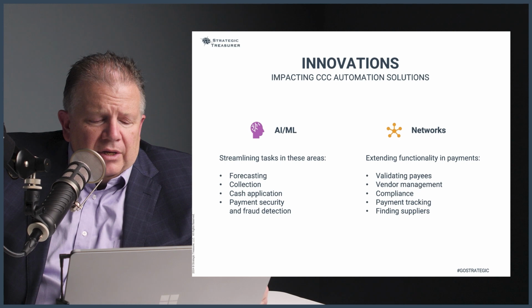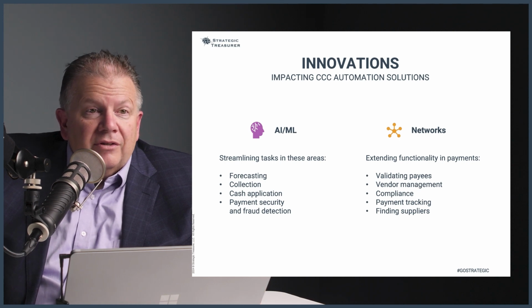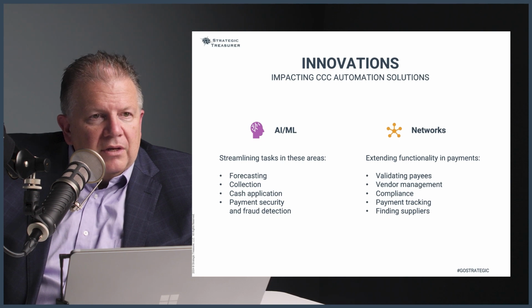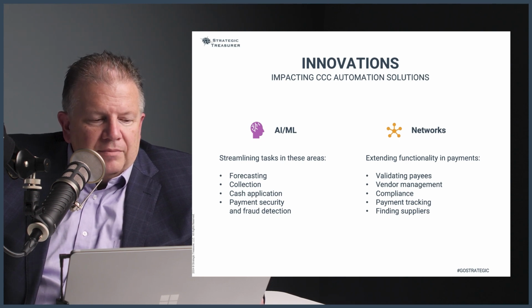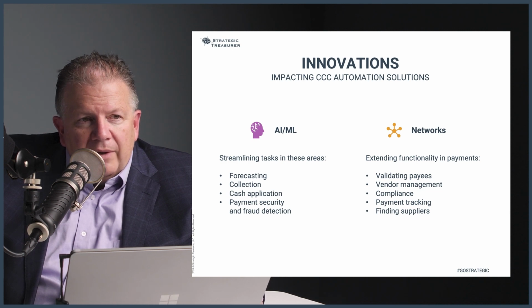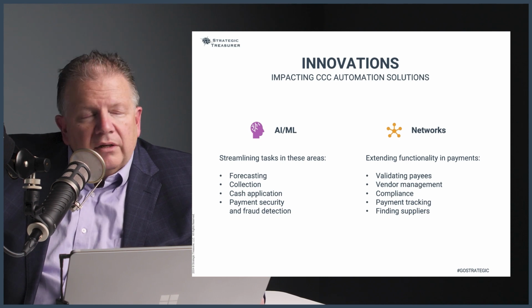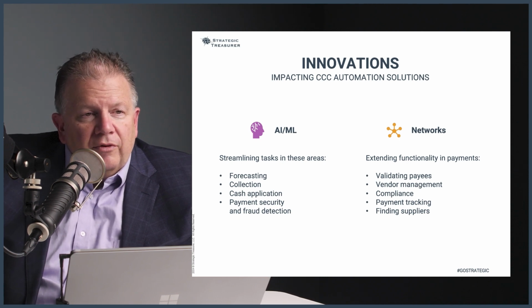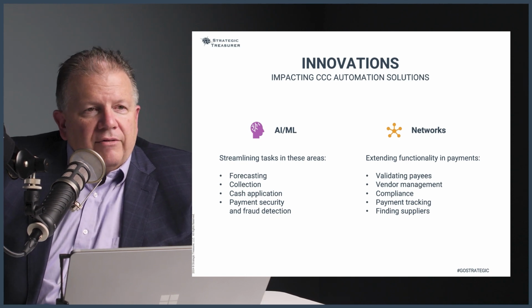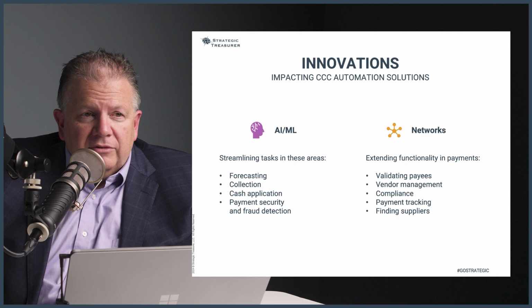So networks. What's the power of a network? Well, it's the size of a network, what you can do on the network, where the network's going. So how do we extend functionality in payments, for example? Well, validating pays. Who hasn't been threatened and challenged by phishing attempts, by business email compromise, by other types of spoofing and methods of trying to get you to change information? So now everybody's implemented multiple levels of validation and checking. Well, it takes a lot of time.